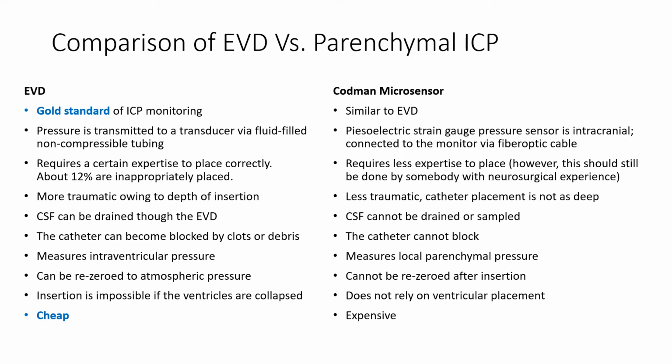It requires a little practice to put it accurately inside the small ventricle. And as you have to put it in the ventricle, it is more traumatic. However, one benefit is that you can drain CSF to release intracranial pressure. One major limitation is that the catheter invariably gets blocked by debris, and you cannot change it. Once you remove it, it will be very difficult to put it again. It measures the global intracranial pressure.